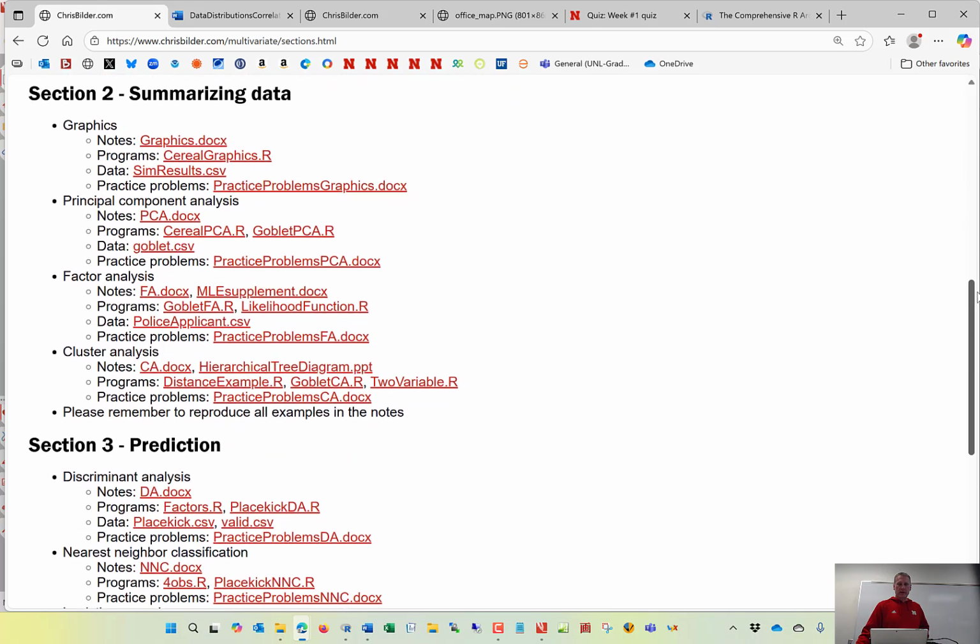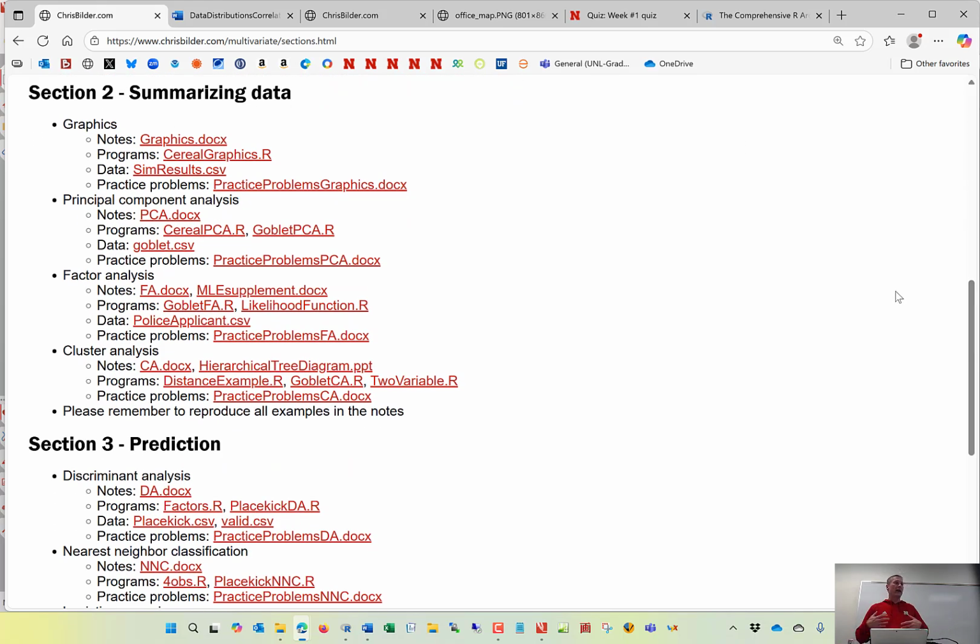Section 2 is summarizing data, where now we have multivariate data. How do we summarize it? Well, a good place to start is with a graph. And so I have a whole section on graphics, where we start with one of the most basic graphs that you've ever seen before, a scatter plot. Of course, a scatter plot's for 2 variables. But what if I have 3, 4, 5, 6? How can I get those other variables shown on that scatter plot? Well, we'll talk about that.